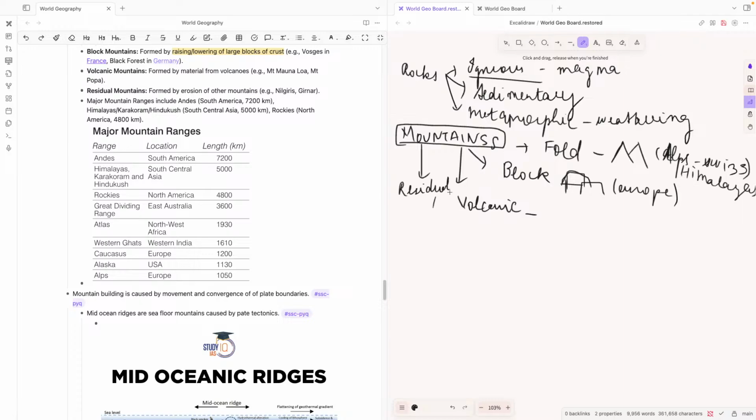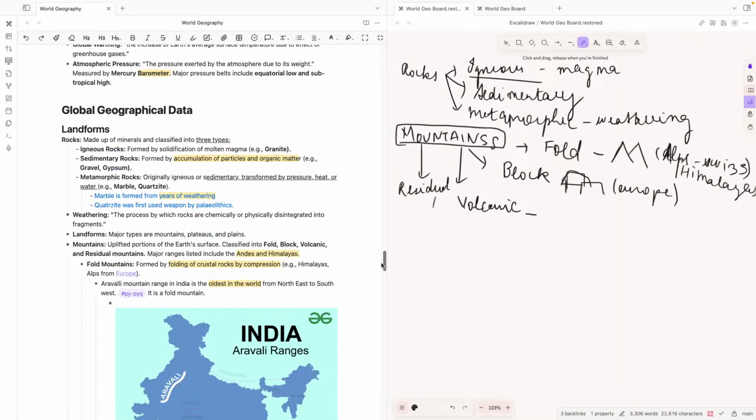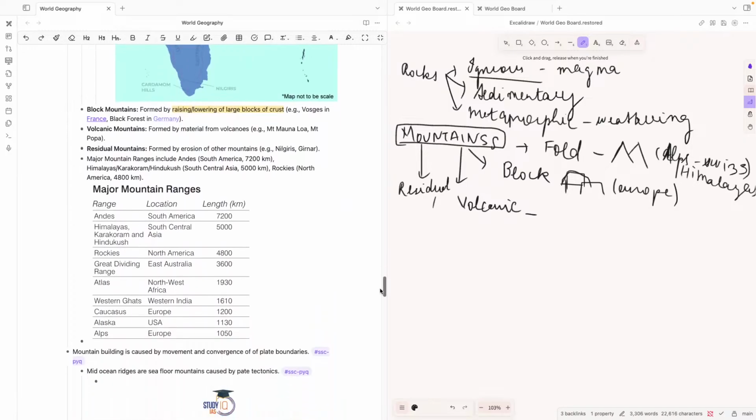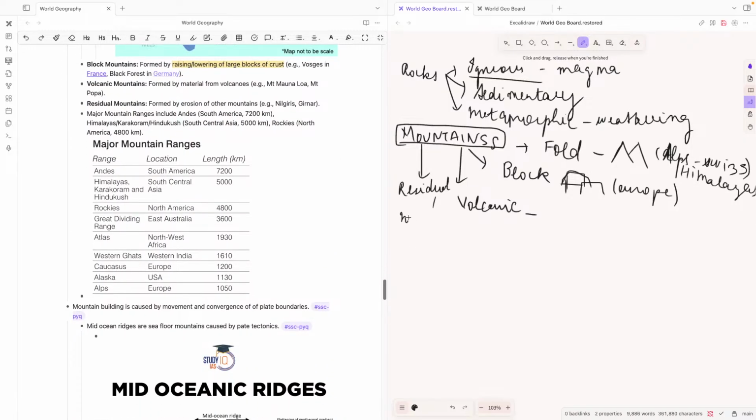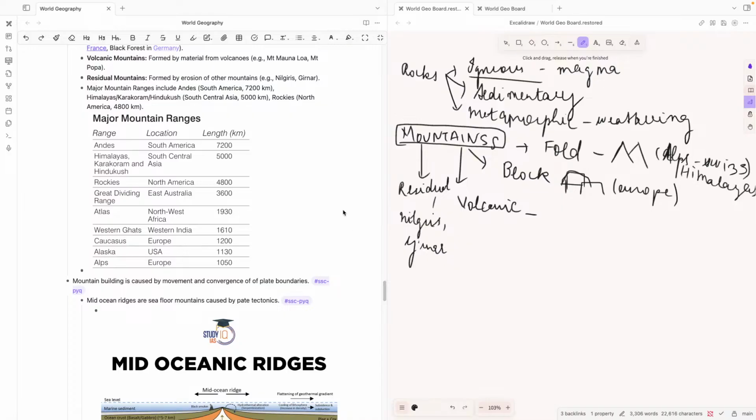This is similar to the metamorphic rocks because they have formed by the transformation of something else. Similarly, residual mountains are due to the transformation of something else. Example is Nilgiris in India and Girnar. So some major mountain ranges include the Andes in South America. Yes, Andes is in South America, not Europe.